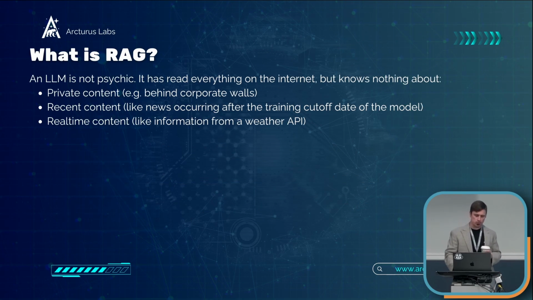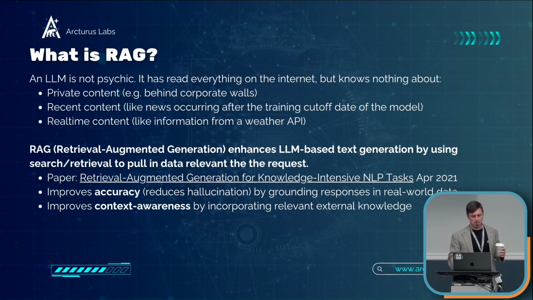All right, so what is RAG? Like I said, LLMs are not psychic. There's a lot of information they're missing. Private content behind corporate walls, recent content like news and stuff. You can actually ask the models when is your last training date, and you can see the date at which it's really going to start lying to you. Real-time content, like information from travel or weather APIs, stuff like that. It's not in there. So that's why we introduce RAG.